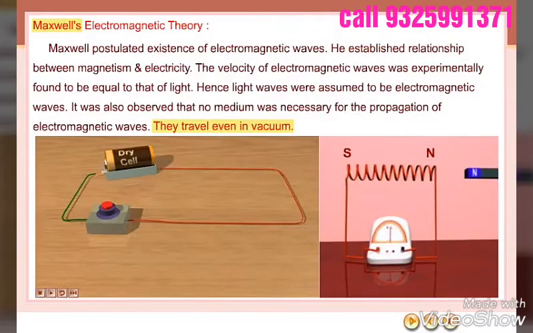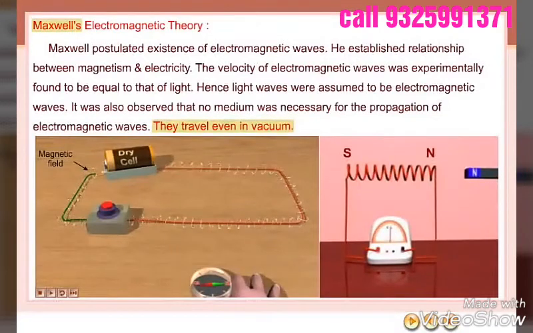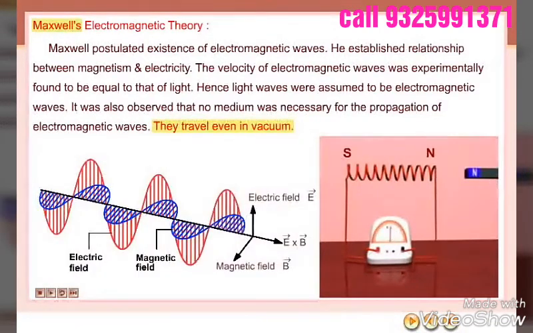Number 5. Maxwell's electromagnetic theory. Maxwell postulated the existence of electromagnetic waves. He established a relationship between magnetism and electricity. The velocity of electromagnetic waves was experimentally found to be equal to that of light. Hence, light waves were assumed to be electromagnetic waves. It was also observed that no medium was necessary.